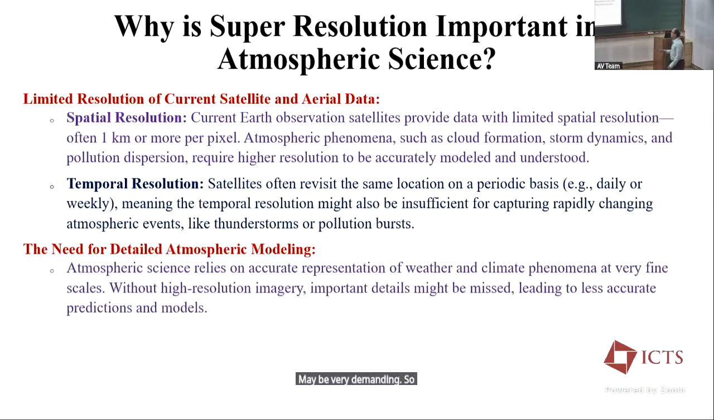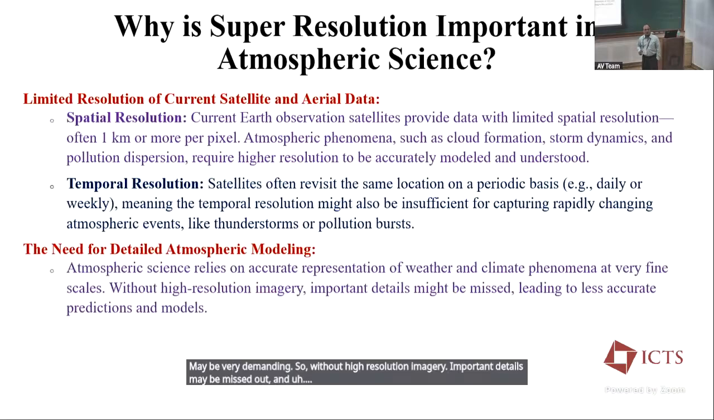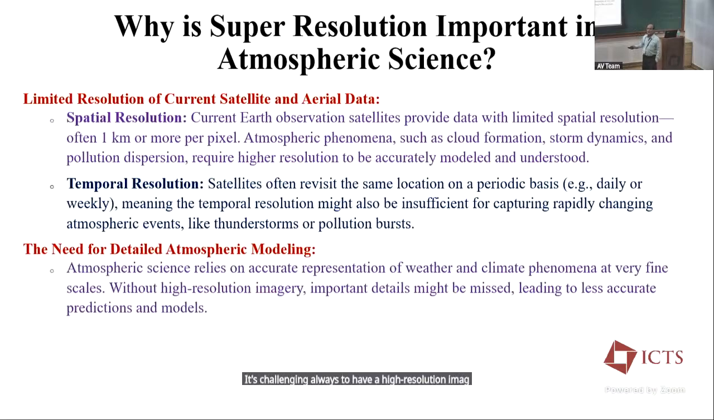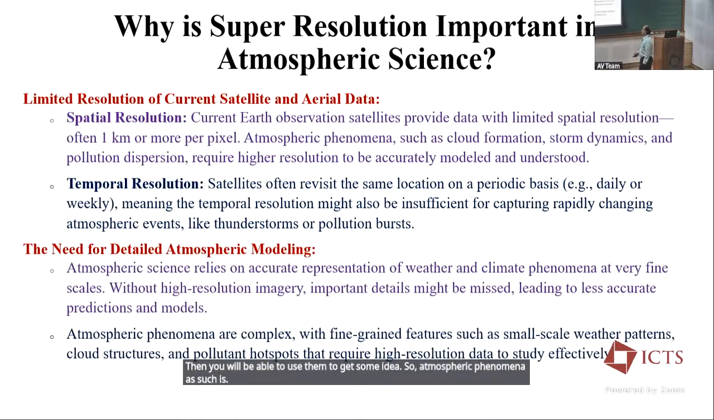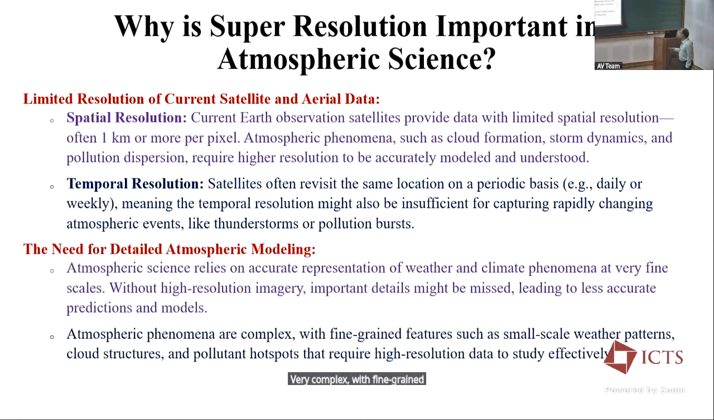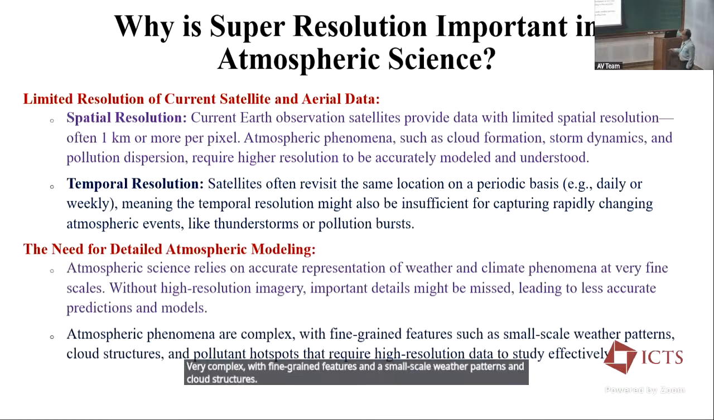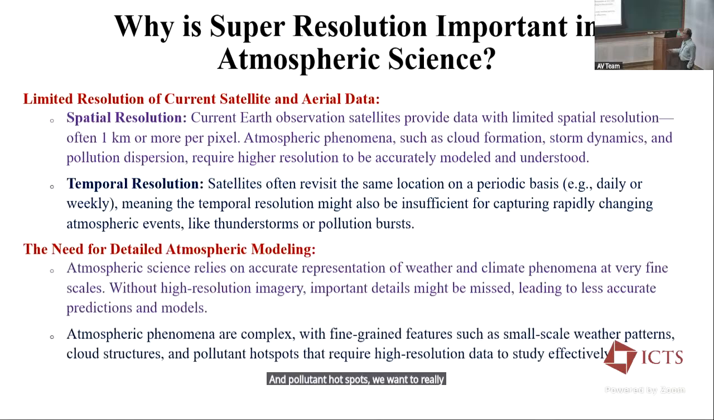Without high resolution imagery, important details may be missed, and it's always challenging to have high resolution imagery. Therefore, go for simulation approaches. SR, super resolution methods, can be one viable way, provided you have a lot of validation done and reliability established on your methods. Then you will be able to use them to get some idea. Atmospheric phenomena as such are very complex, with fine-grained features, small-scale weather patterns, cloud structures and pollutant hotspots. If you want to really identify these things, you need to have fine resolutions.